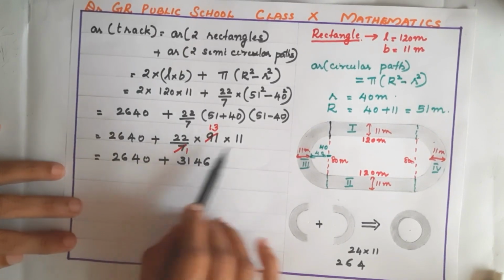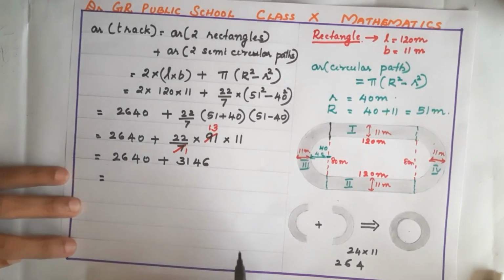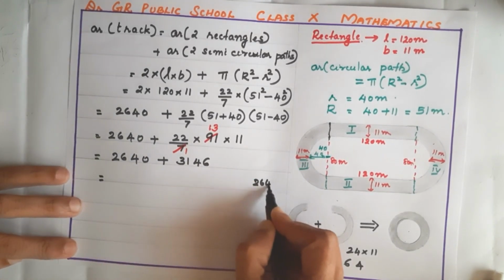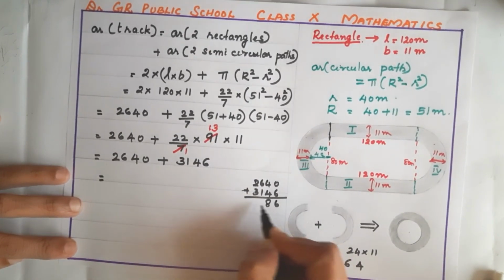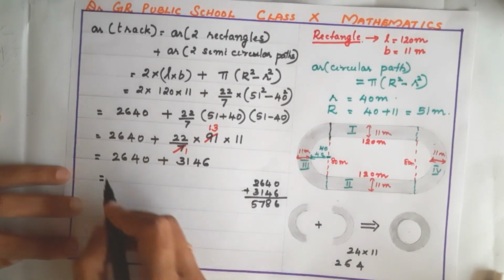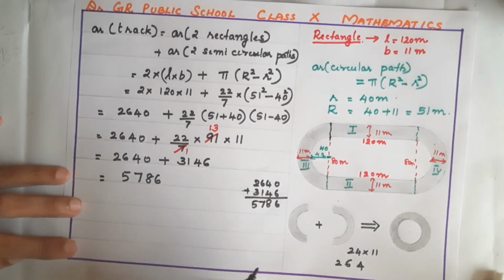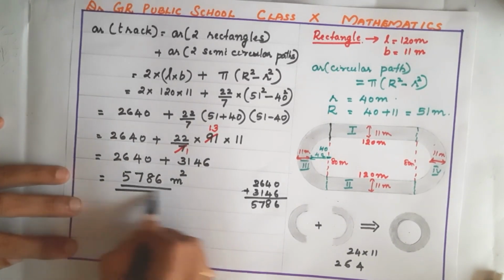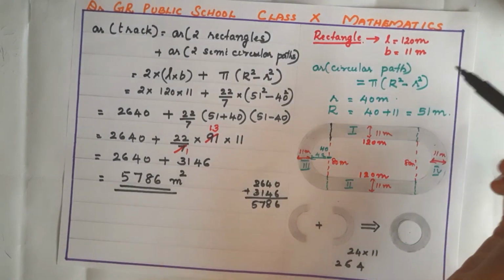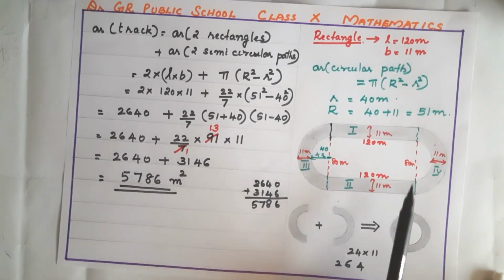Okay. So you have to do all these calculation in your working column. So when we add, what will we get? 2640 plus 3146. 6, 8, 7, 5. What is the answer? 5786. What is the unit? Meter square. Area. So it is meter square. Okay, children. You have to write all these in your note also. Figure also you have to draw neatly with the question. Then only you can understand. Okay.